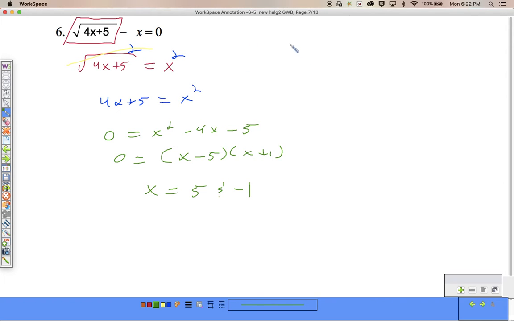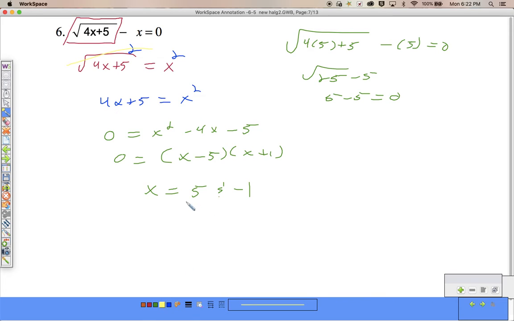So I'm going to plug it back in. Square root of 4 times 5 plus 5 minus 5 equals 0. Square root of 25 minus 5, 5 minus 5 equals 0. Good answer.